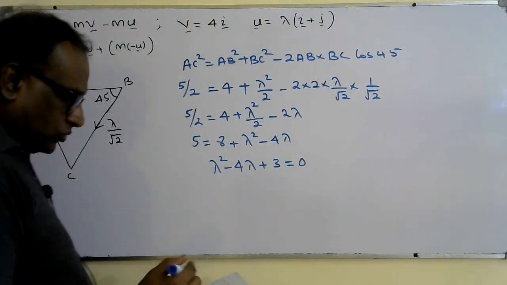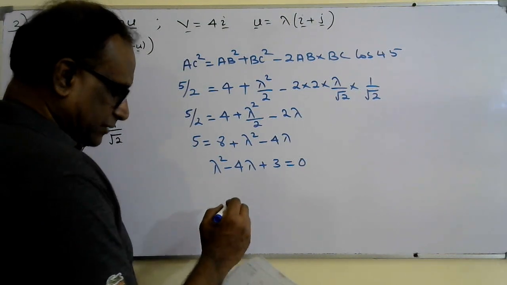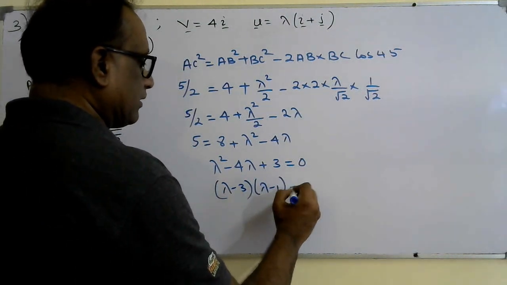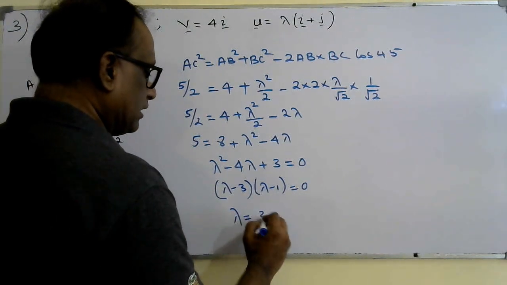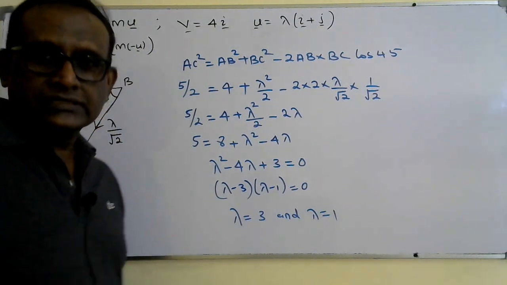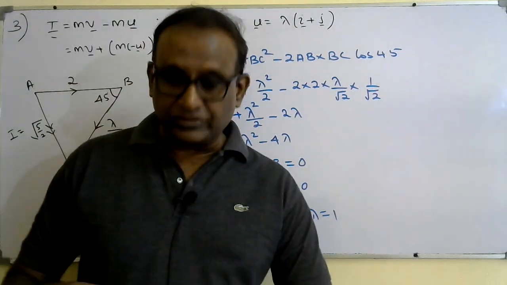So factorize it. You know I already did that. When you factorize it, it becomes lambda minus 3 times lambda minus 1 equals 0. So lambda equals 3 and lambda equals 1. These are the solutions. Okay, same answer we are getting, but by different methods.